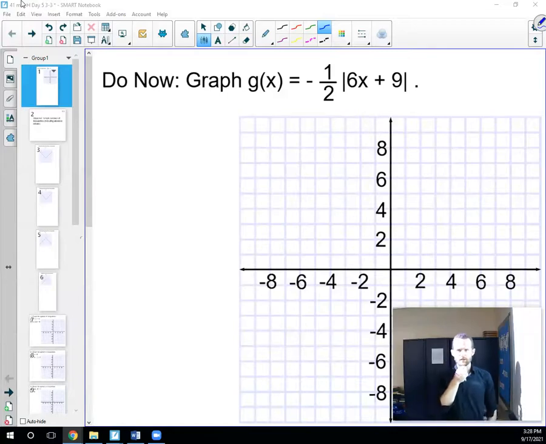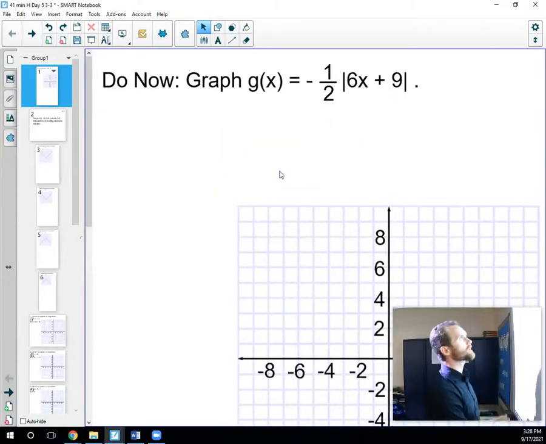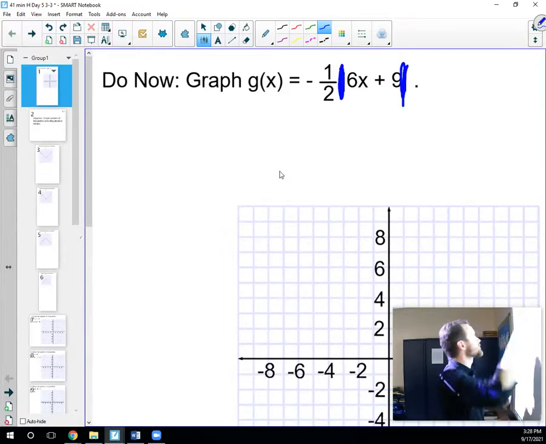It says graph g of x equals negative 1/2 times the absolute value of 6x plus 9. Now immediately, as soon as we see this, I'm going to need a little bit more space. Let's slide this down. As soon as you see this absolute value, the absolute value bars, a couple things should jump to your mind.